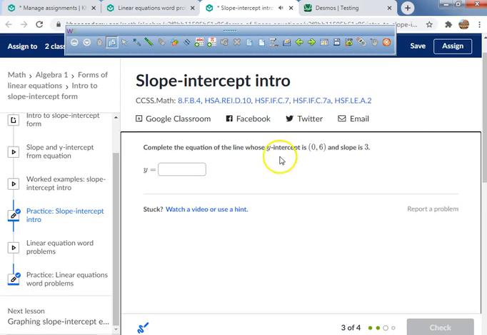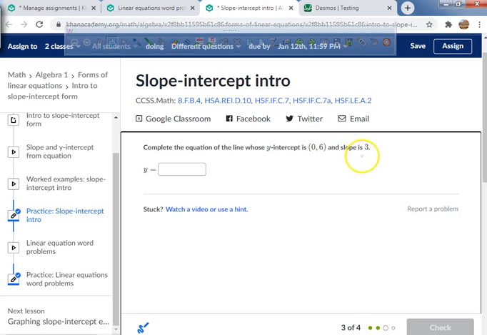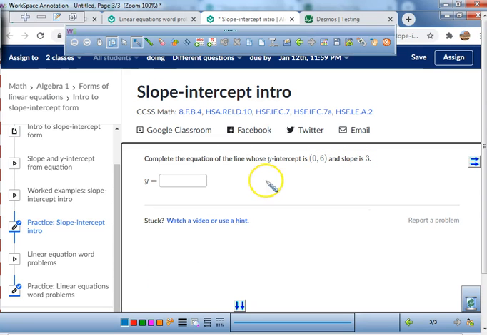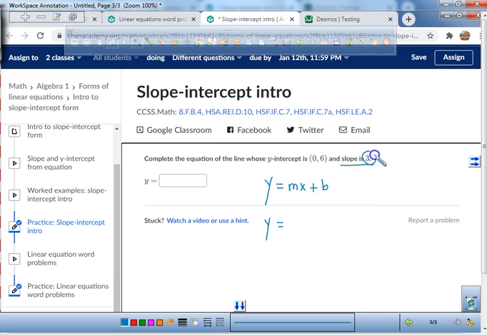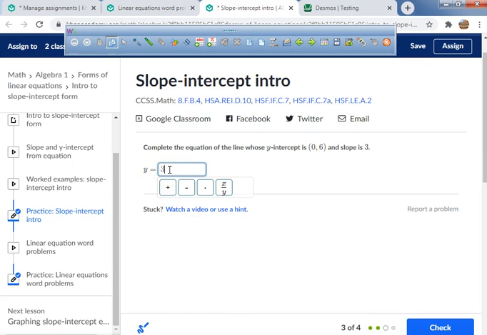It says complete the equation of the line whose y-intercept is 6 and slope is 3. Okay, I can do that. y = mx + b. Now, what does it say the slope is? It says the slope is 3. Well, that's my m value, so I'll put a 3. And then it says my y-intercept is at a 6, so I'll put plus 6, and then I'm done. Are you telling me literally all you got to write is 3x + 6? Yes, that's all I'm telling you. Just type in 3x + 6, and you're done.